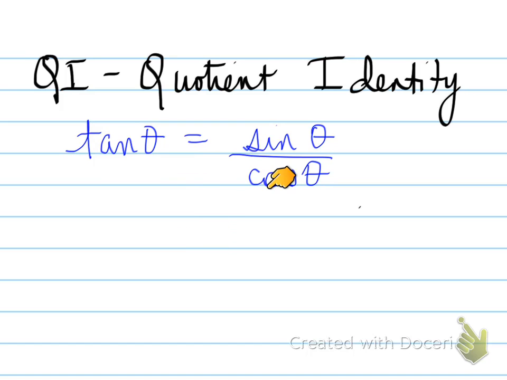The way I want you to understand it is that if you express everything in terms of sine and cos, you pretty much can solve any identity, given that you know the PI, QI, RI, and a couple of others that you're going to be introduced to in this unit. Let's look at an example.